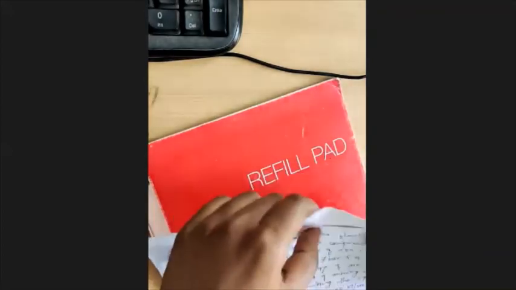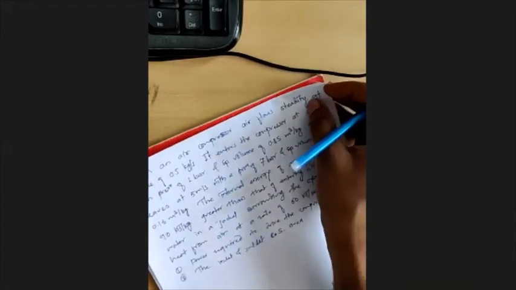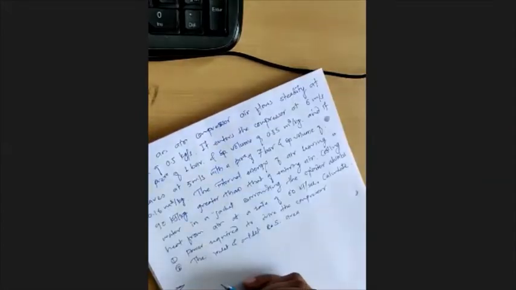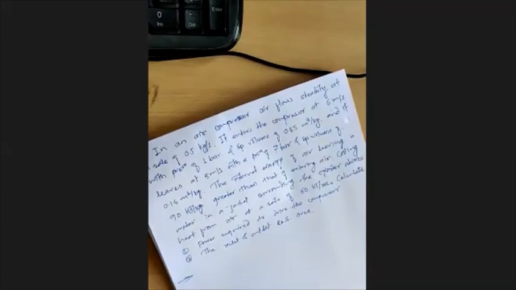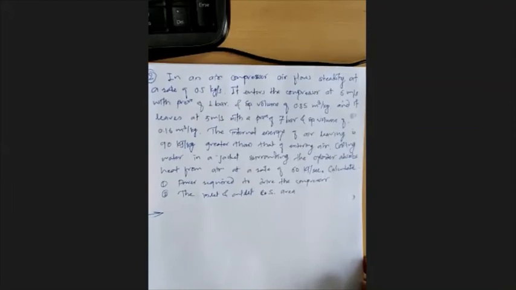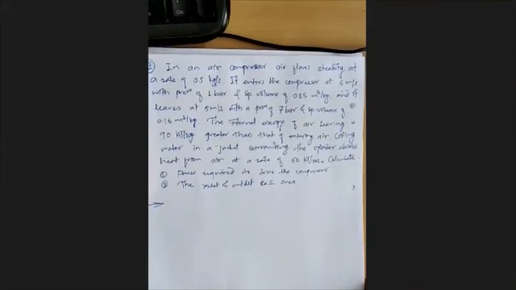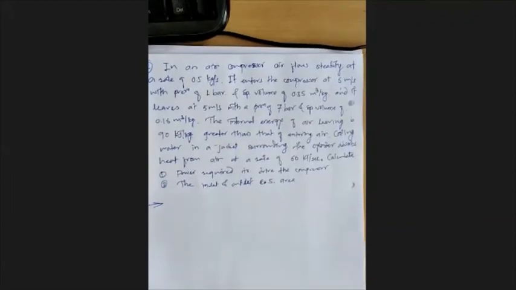I hope all of you are done with writing this statement of numerical. Anybody running behind? Or should I begin with the solution? Pratik, should I begin with the solution? Yes, sir. Okay.